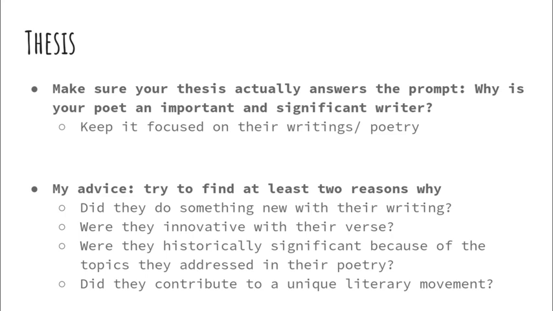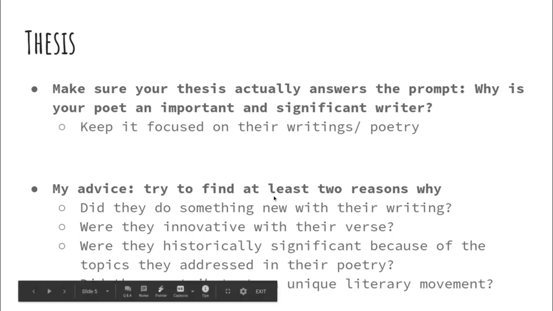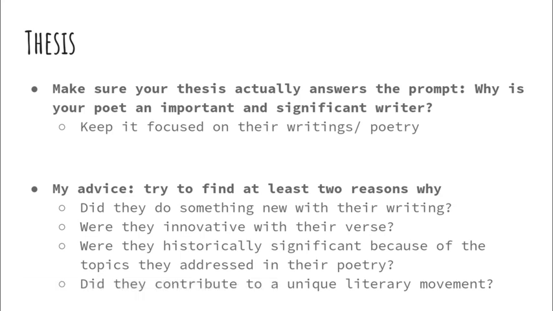So if you're having trouble with that, my advice is to try and find at least 2 reasons why they are a significant writer. Did they do something new with their writing? Were they innovative with their verse? Maybe they were the first one to use some type of literary technique, or at least to master it. We looked at that with Gerard Manley Hopkins with sprung verse. T.S. Eliot really used stream of consciousness, a lot of other funky new literary techniques. So you can think about that.